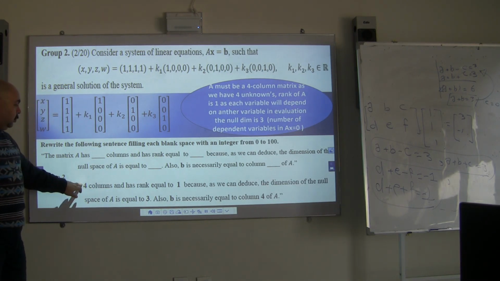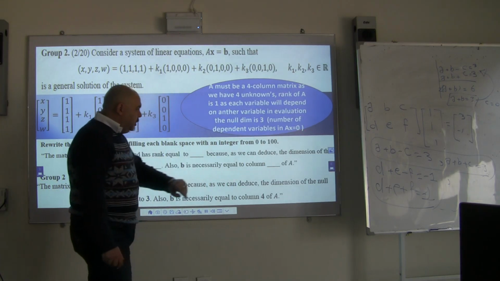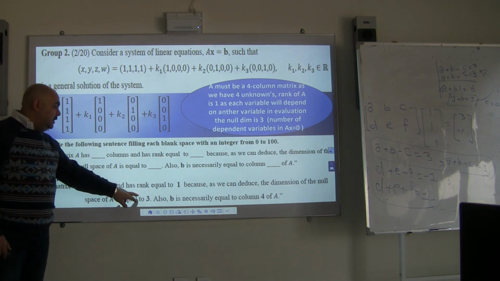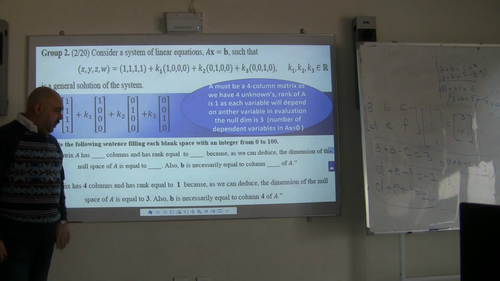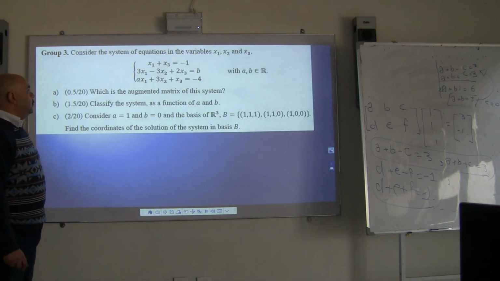So, the matrix has 4 columns, the rank of A is 1, okay? For the dimension of the null space, it's going to be 3, as I told you, depending on the 3 free variables.